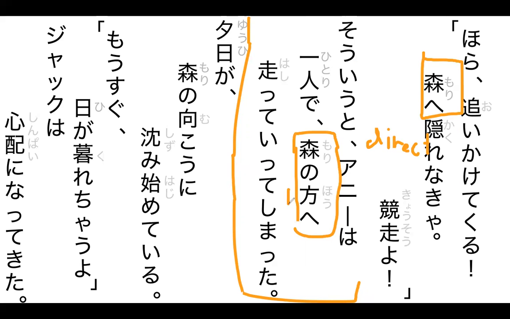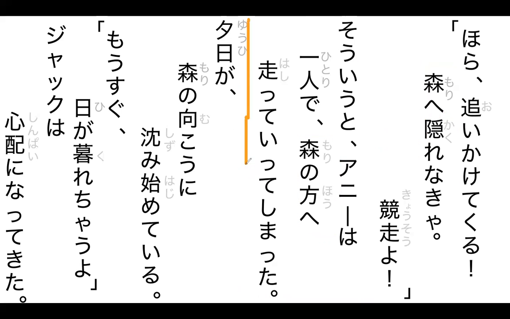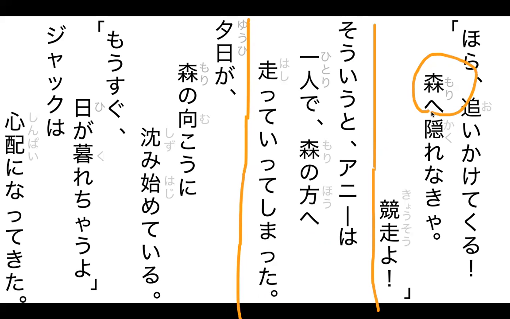She runs toward the forest, and we know we can no longer see her because of the itte shimatta part. But hou just means she went in the direction of the forest. So they could have just said mori e, and the sentence would have the exact same meaning. There'd be no confusion about what's going on. They thought it would be too plain to have mori e and mori e twice in a row, because it's a book.